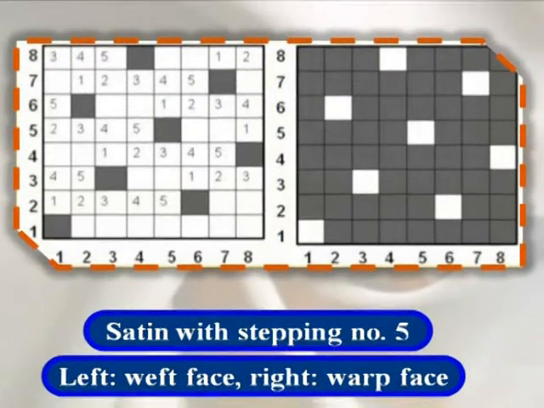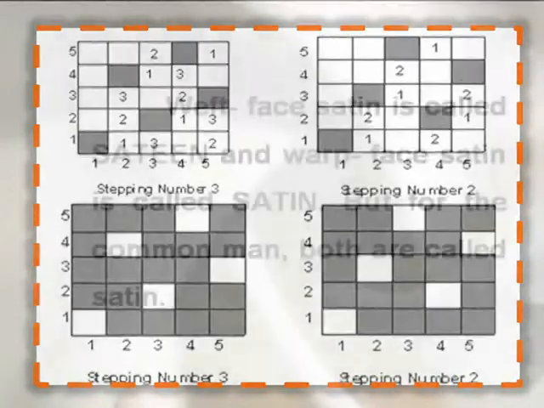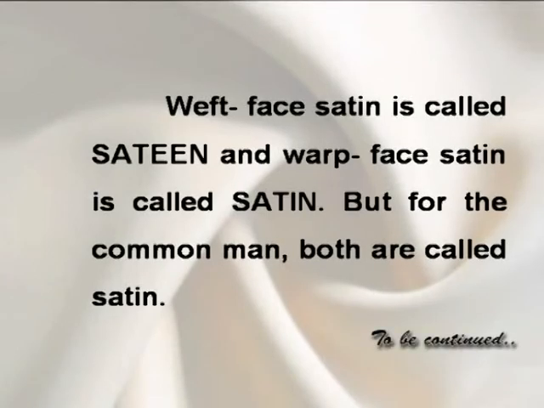Similarly, if a satin weave is to be prepared on 5 warps and 5 picks, then the stepping numbers can only be 2 or 3 on the basis of the above 3 principles. Weft face satin is called sateen and warp face satin is called satin, but for the common man both are satin.